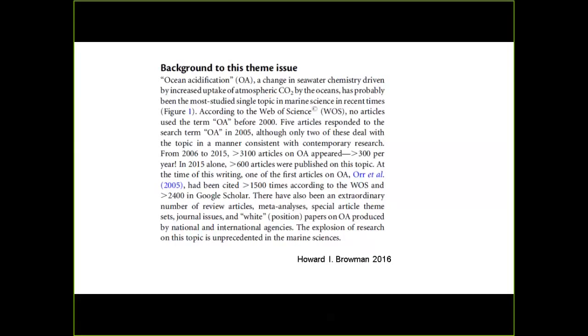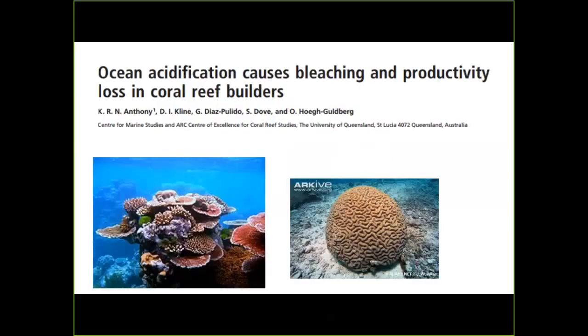At the time of this writing, one of the first articles on this topic had been cited more than 1,500 times, according to these people that track these things. And just about an hour or so ago, I looked online to see how many papers have been published on ocean acidification since the start of 2017, and there are almost 2,000 papers that have been published so far this year. I tried keeping up with that literature. Okay. So let's take a look at some of these papers and see the sorts of things that people have been looking at. Ocean acidification causes bleaching and productivity loss in coral reef builders.